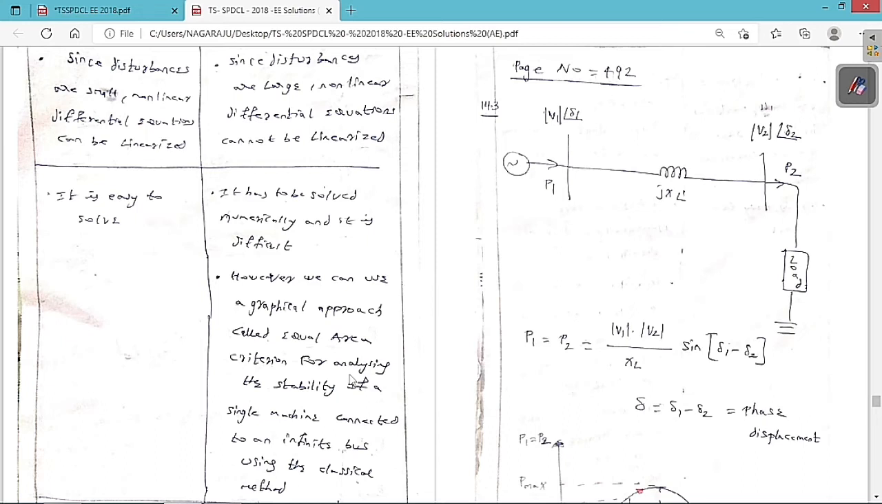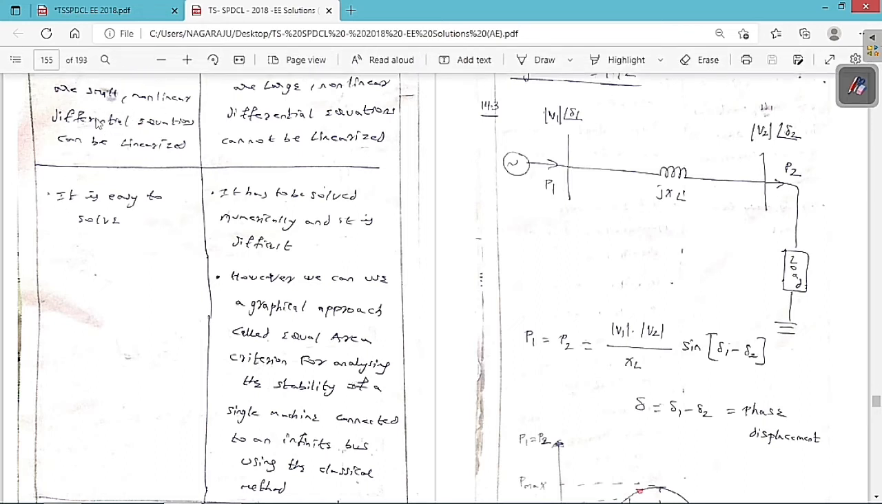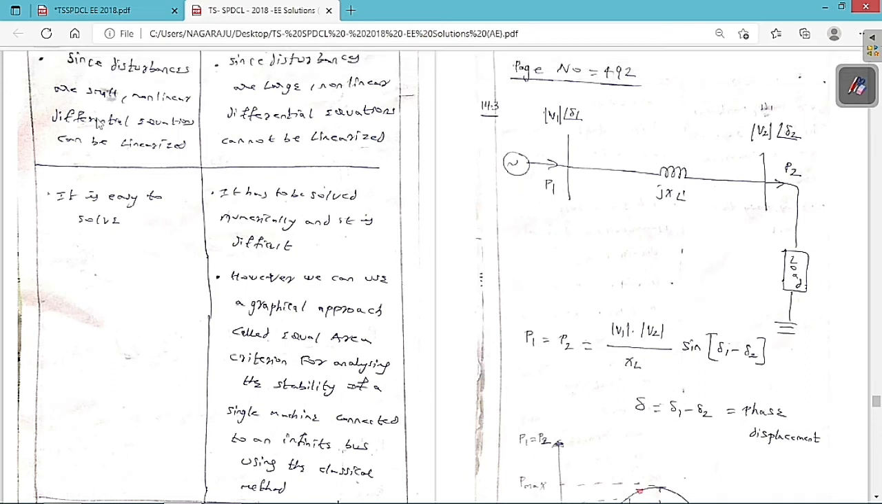So now we differentiate each of them. In small signal stability, it is the ability to maintain synchronism under small disturbances, whereas in large disturbance, it is the ability to maintain synchronism even after a large disturbance. In the small signal case, the disturbances are small in magnitude, so non-linear differential equations can be linearized and are very easy to solve. Whereas here, since the disturbances are very large in magnitude, non-linear differential equations cannot be linearized, so it is very hard to solve, because it can only be solved by numerical methods.